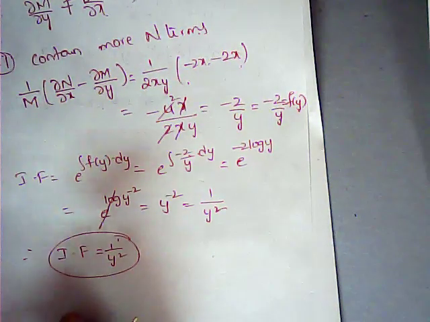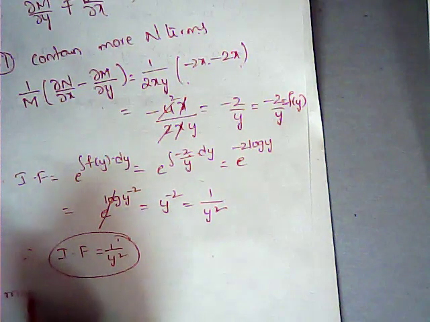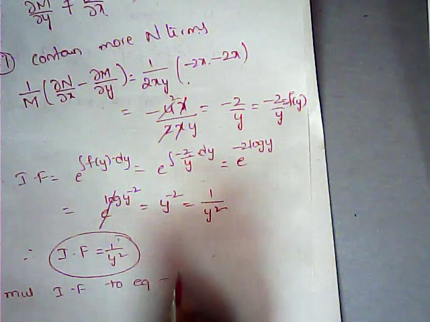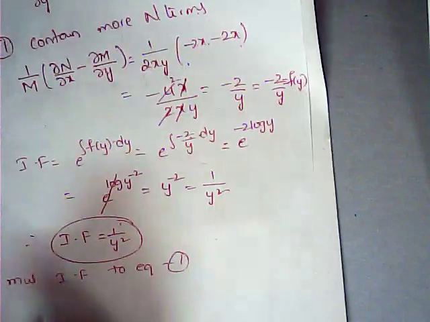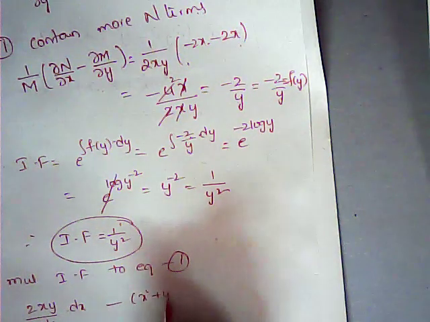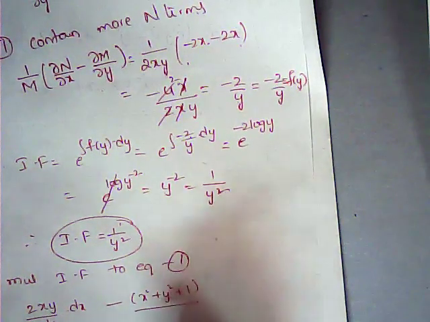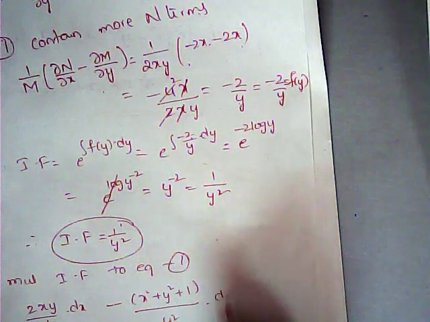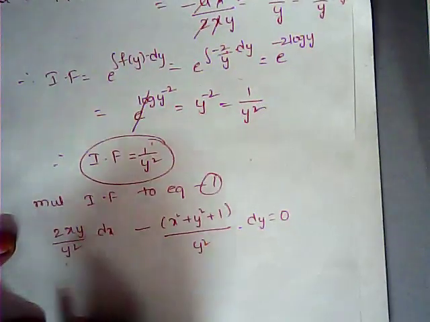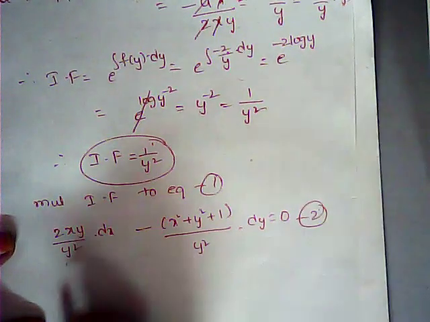Now after getting the integration factor, what are you supposed to do? You need to multiply the integration factor to equation 1 here. So multiply it, which is 2xy by y square into dx minus x squared plus y squared plus 1 by y square into dy is equal to 0. If you have any cancellation of terms, you can cancel the terms. So first go with equation 2 here.